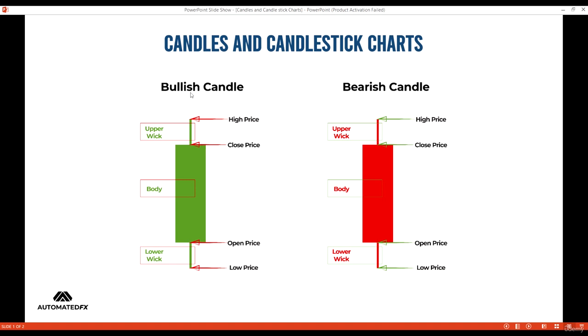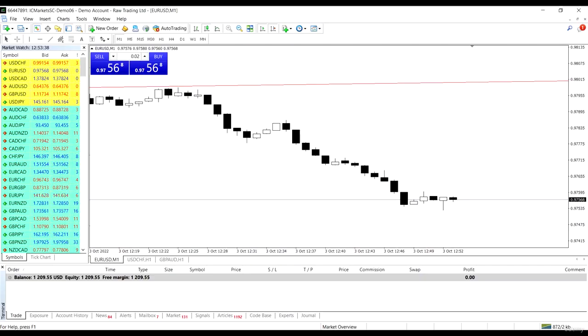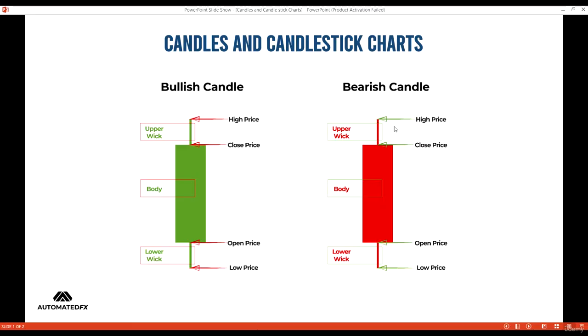So we sometimes denote the bullish candle with a green color or a white color, like I've done here, and the bearish candle with a red color or a black color, like I've done here. So that's what you have to understand. Okay, so for a bullish candle, you have to understand that the open price is here, and then the close price is here. So the close price is higher than the open price. Okay, now we also have the low prices and then the high prices.